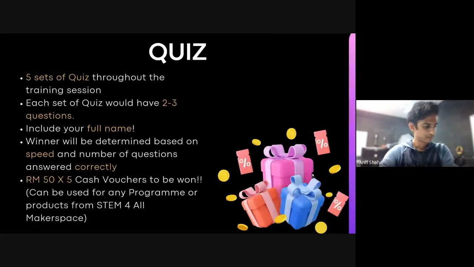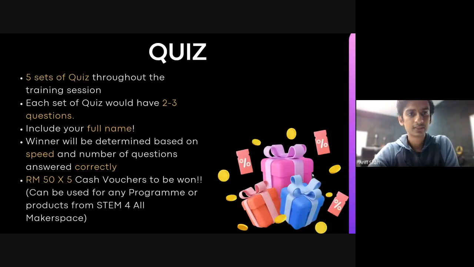Okay, so as Encik Ramesh mentioned earlier, kita ada quiz. So I'll go through a bit of briefing about the quiz that we'll have along the presentation. So total kita ada lima quiz, dan setiap set ada dua atau tiga soalan. So make sure to include your full name, letak nama penuh, otherwise we don't know who you are. And the winner will be determined based on the speed and the number of questions answered correctly. You have to answer everything correctly and be the fastest to answer. So there will be prizes also, which is RM50 worth of cash vouchers. This voucher you can use for any program or products from Stanford Alm Makerspace.